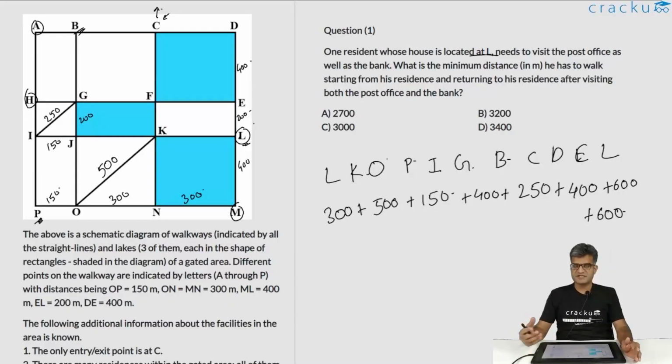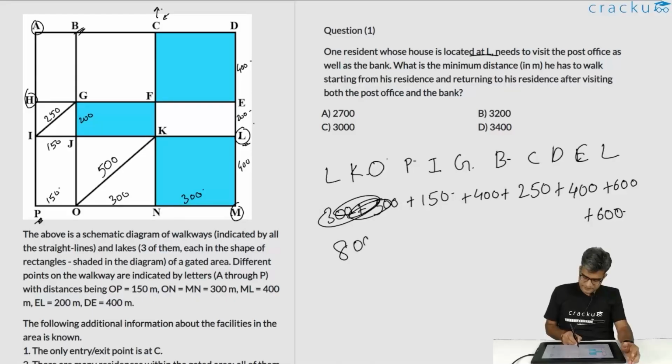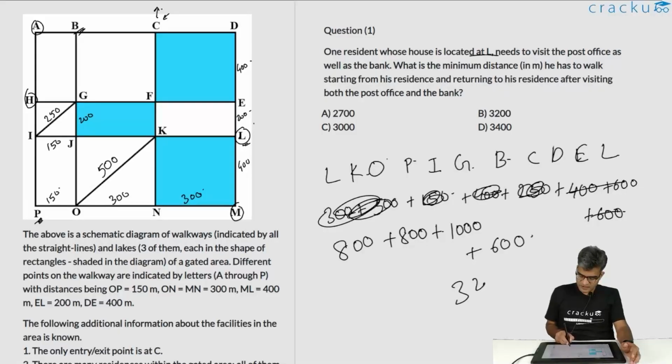This will be the minimum distance that he has to travel to go to the post office and the bank and then come back. This is 800. 150 plus 250 is 400, plus 400 is another 800. This is 1000. And then this is 600. So this is 1600 plus 1000, 2600, plus 600 is 3200. So the minimum distance he has to walk will be 3200.